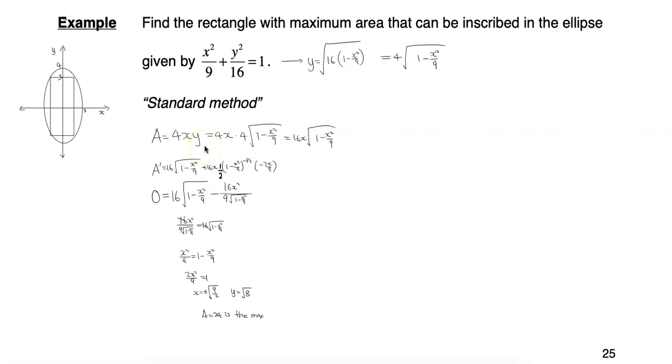Note that maximizing A equals 4xy is the same as maximizing just xy, so that would be an alternative. Since we are focusing on finding x and y, we could ignore the 4 and only think about the area in the end. But we are trying here to maximize A equals 4xy. Substituting y, we get A equals 16x times that square root, and what we would typically do is find the derivative and set it equal to 0.